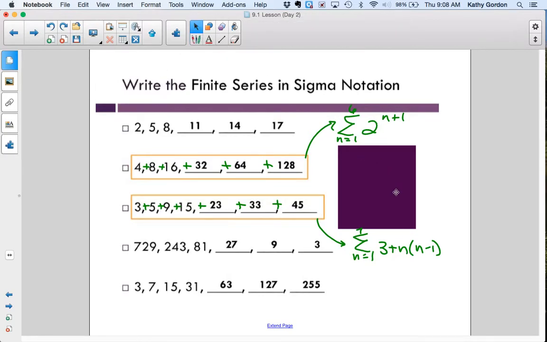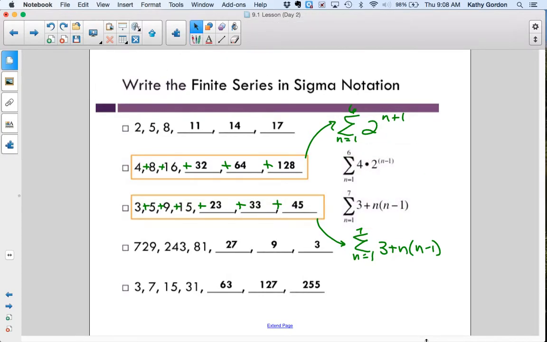Okay, and just to double check. Now, is this different than this? Not really. If we were to simplify to some extent, and I'm not talking about taking the 4 times 2 first and making it 8 to the n minus 1, because that's not right. But if we were to put in n values from 1 to 6, using that 4 times 2 to the n minus 1 power, we would get the same answers.